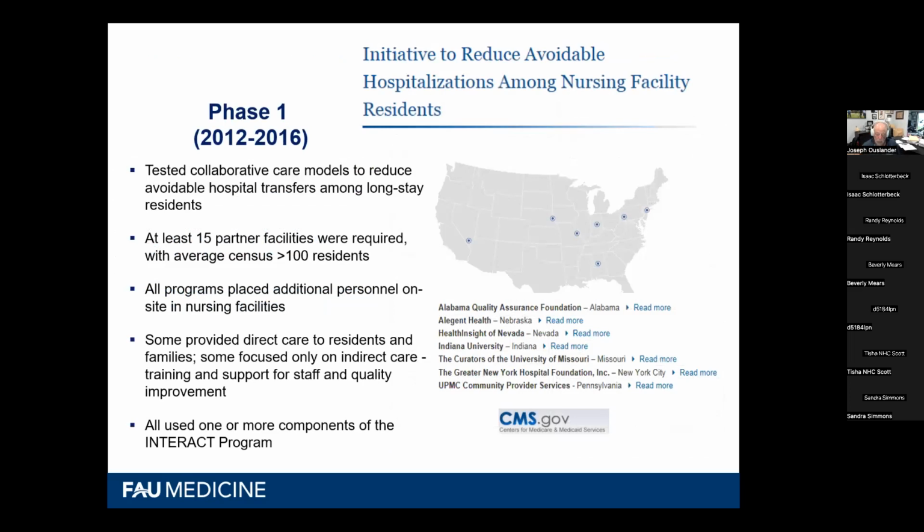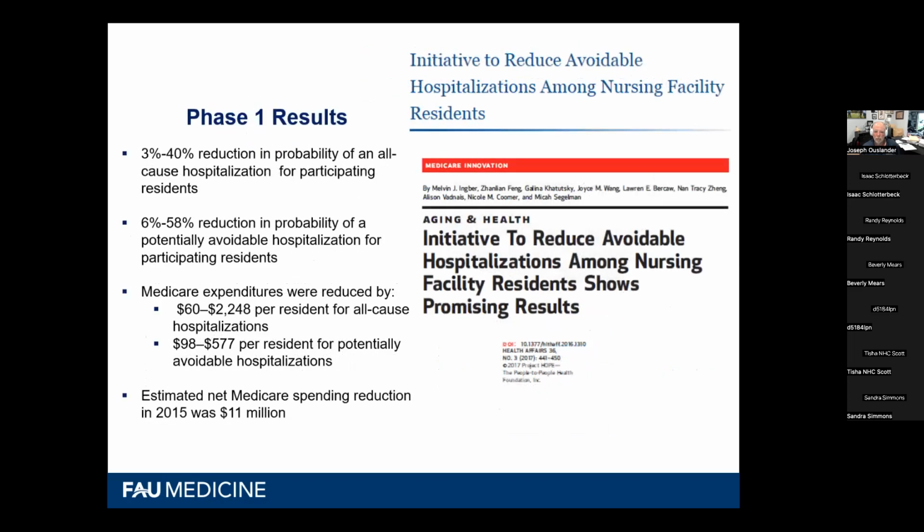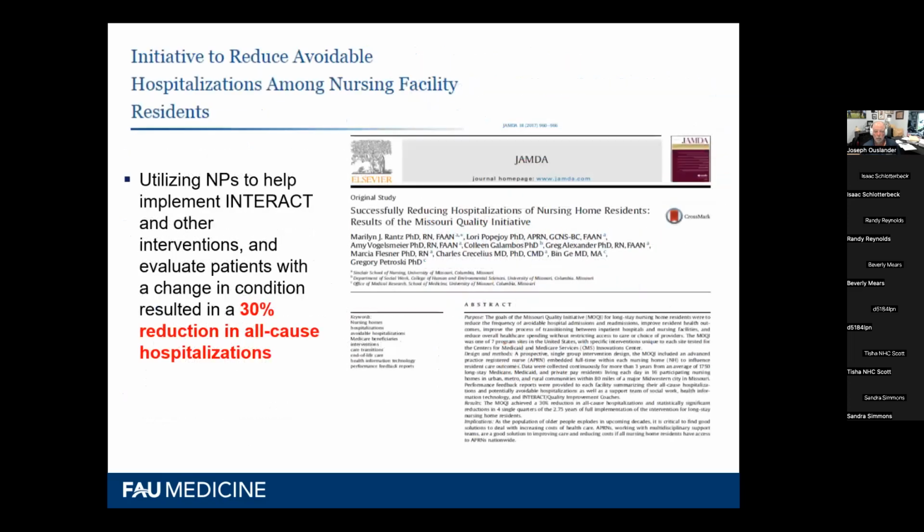So the program was used in a CMS-funded project that occurred in 7 sites, multiple nursing homes, about 150 nursing homes in this study. All of them used some components of the Interact program. And there was, again, a significant reduction in the probability of all-cause hospitalizations and the probability of potentially avoidable hospitalizations in that study.